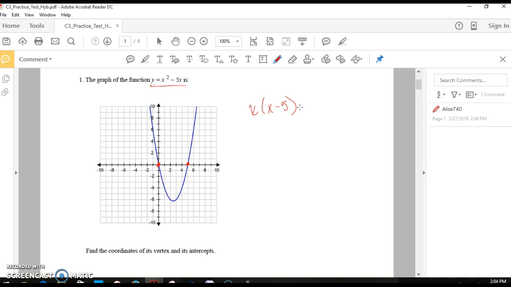And to find its intercepts, I set it equal to 0. And so x equals 0, or x minus 5 equals 0, and so this does indeed give you the 0 that it looks like it gives you on the graph. And then when you solve the right-hand expression, you have x equals 5, and we have our two intercepts.